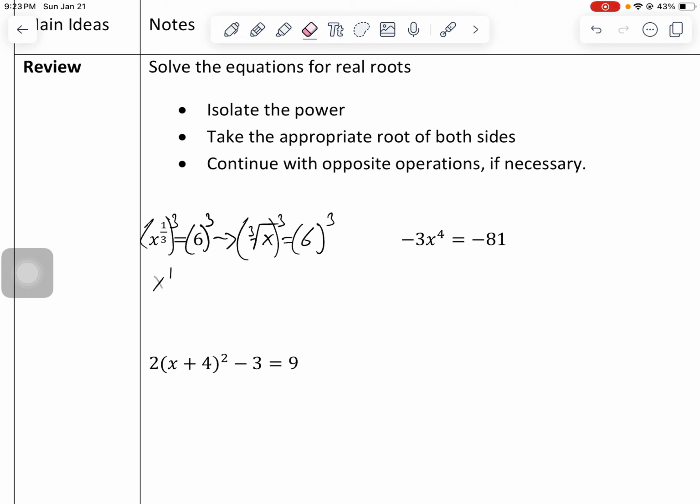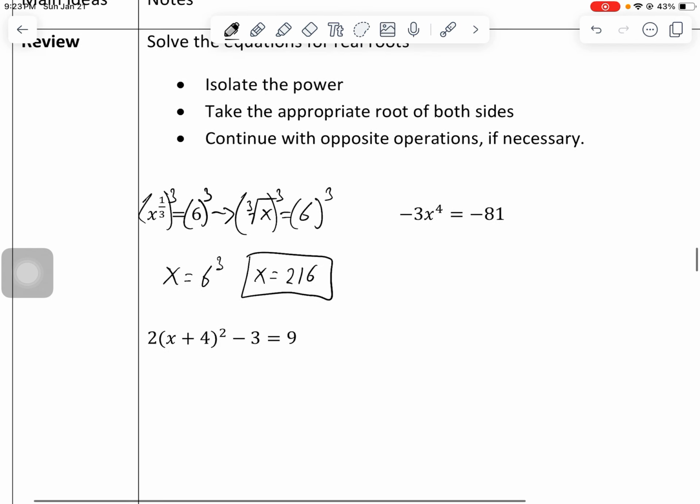So then we do get the answer of x equals 6 to the third. And you can multiply this out. It does give you 216 for your answer.